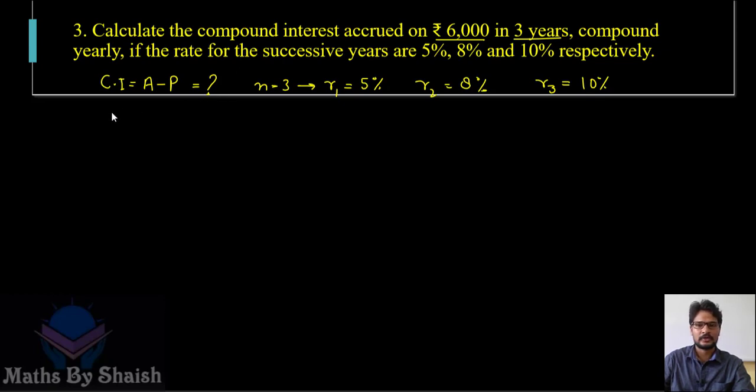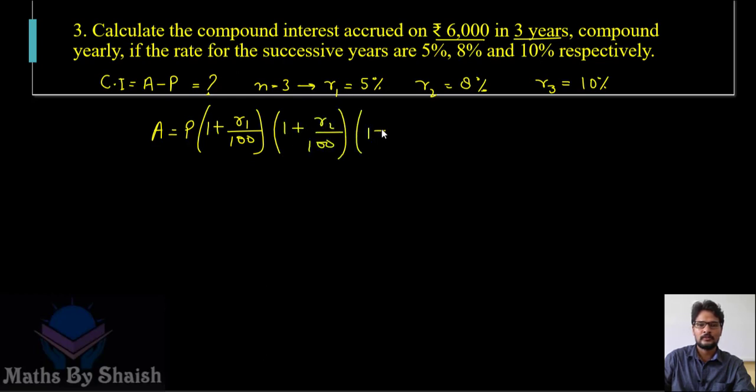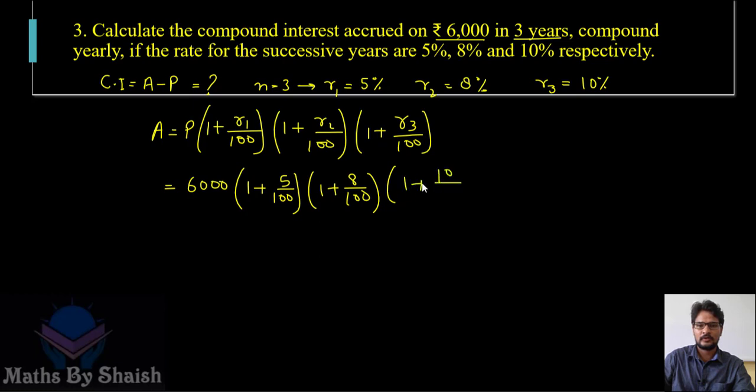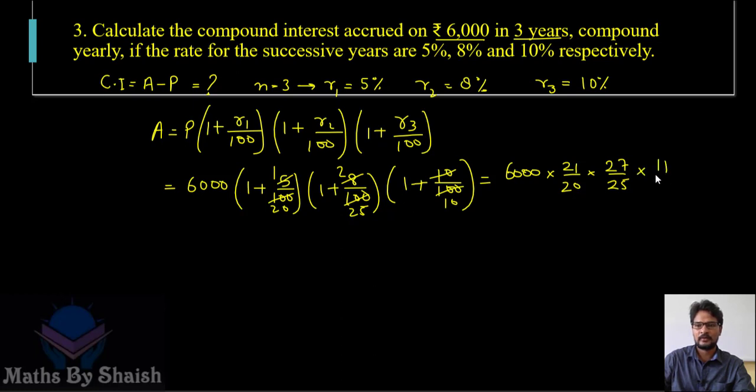Actually we can calculate CI, we have the formula for it, but first of all we need to calculate the amount after 3 years with these rates of interest. That is going to be P times 1 plus R1 over 100 into 1 plus R2 over 100 into 1 plus R3 over 100. Then P is 6,000, 1 plus 5 over 100, then 1 plus 8 over 100, then 1 plus 10 over 100. We can cancel now. Then we got 6,000 into 21 upon 20, into 1 plus 2 over 25, that is 27 upon 25, into the last one 11 upon 10.